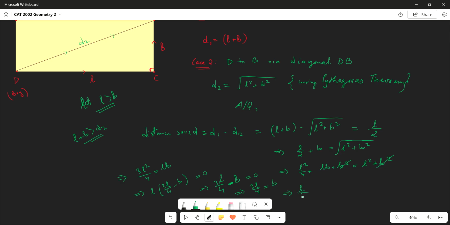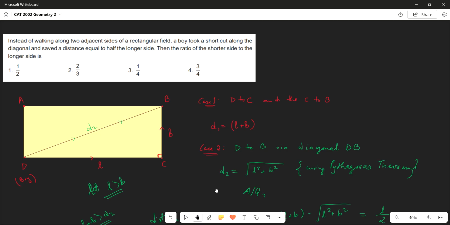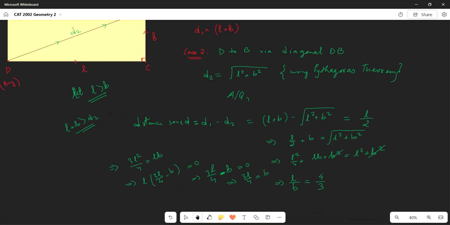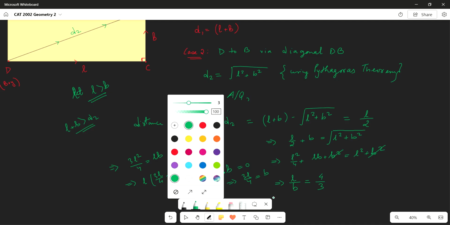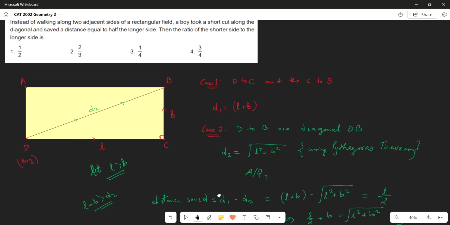So L by B will give me 4 by 3. Let me first confirm what ratio is asked. The ratio of the shorter side to the longer side. Okay, we are asked the reverse. So B by L will be 3 by 4. This is the answer. Answer will be 3 by 4.